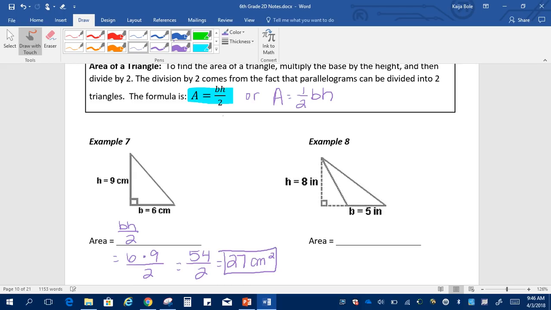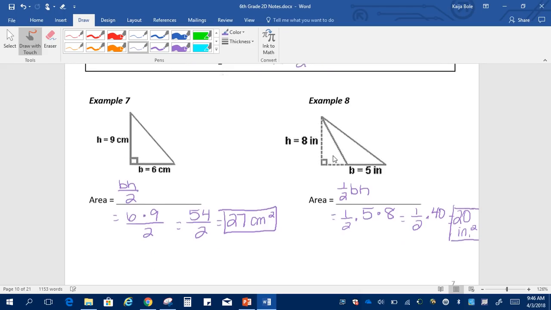Okay. I'll do the next one the other way that I wrote it. So the 1/2 base times height. So you can have 1/2 times our base, which is 5, times our height, which is 8. So I always think it depends on the numbers you have. It's easier to do 1/2 times 5 times 8, which is 40. And we know 1/2 times 40 would be 20, and it's inches squared. Okay? So it's really up to you which way you want to write it, which way you want to solve it, as long as you show your work and you get the correct answer.